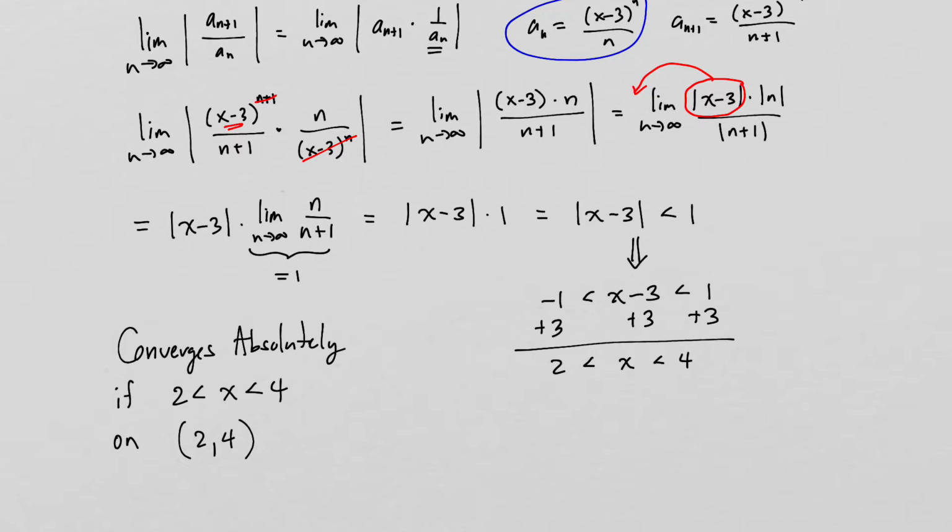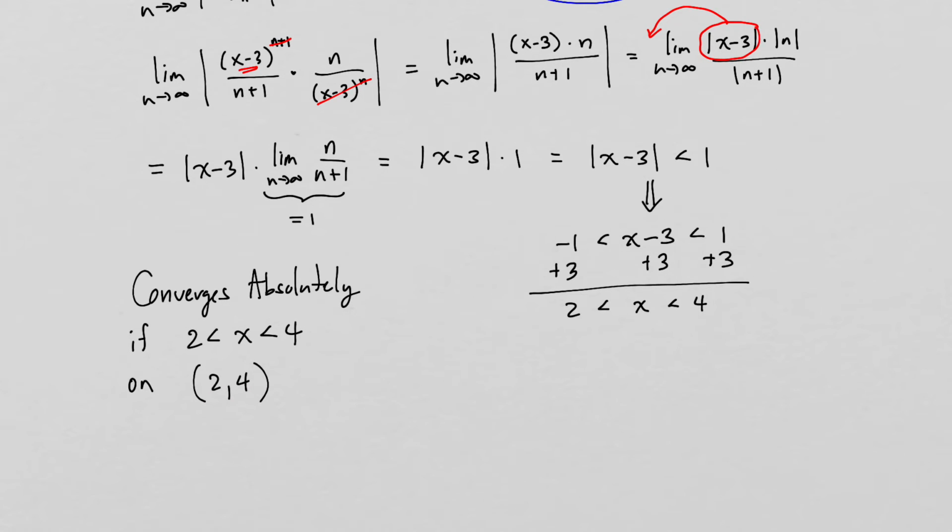Now, what about if x is equal to 2 or if x is equal to 4? Well, if you go back to your limit, if x equals 4, for example, 4 minus 3 is 1. And so that is when the limit is going to be equal to 1. And of course, we know that the ratio test gives us no conclusion if the limit is equal to 1. x equals 2 also produces a limit of 1 because the absolute value of 2 minus 3 is equal to 1. So what this means is once you get your interval of convergence, you need to test your endpoints separately. So let's go ahead and do that.